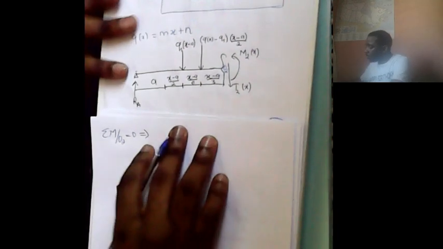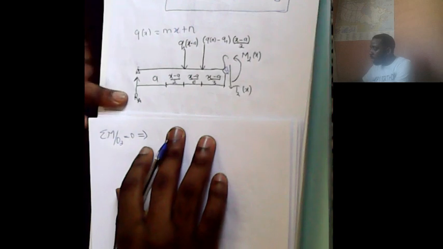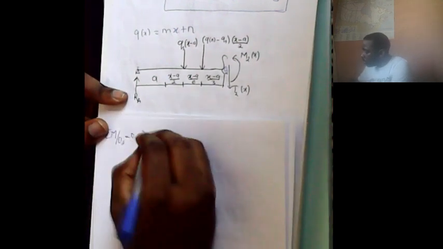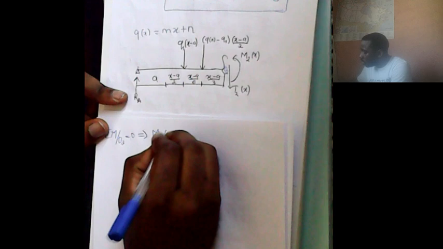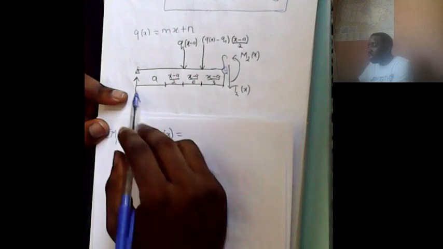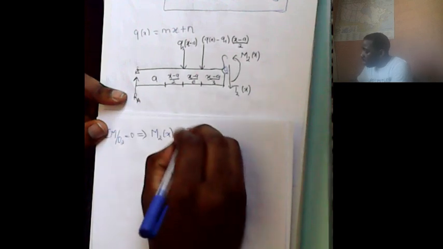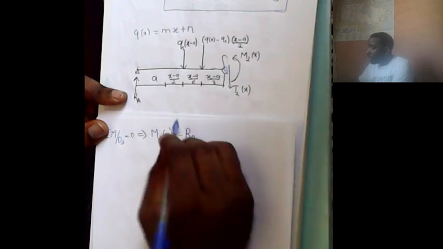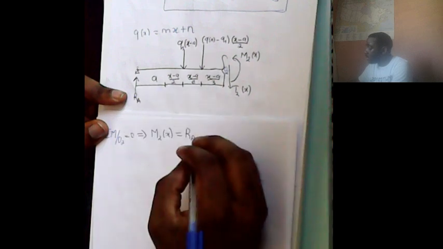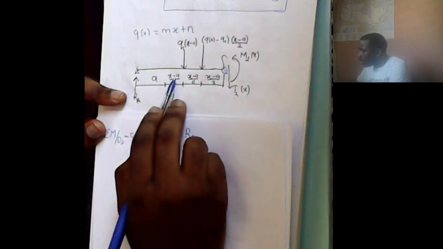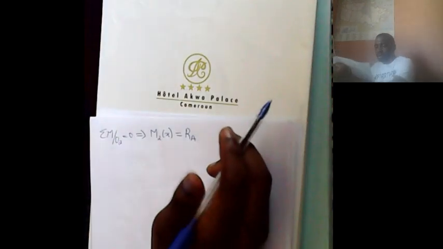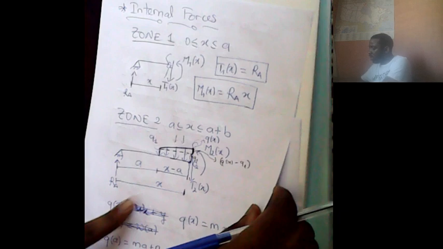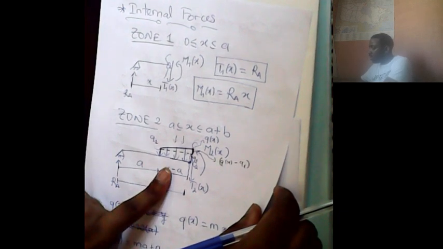So here, what are we going to get? We first of all get from RA, right? So we'll have M2 of X, equal to everything that opposes it becomes positive this other way. Let me start with this. I will have RA times the distance, which is x minus a, because all of this is x, right? So this is x minus a.